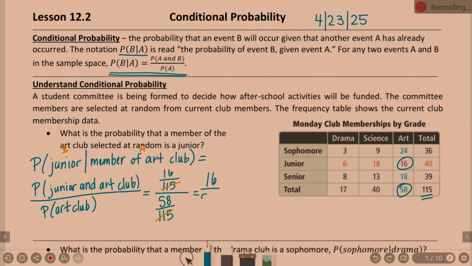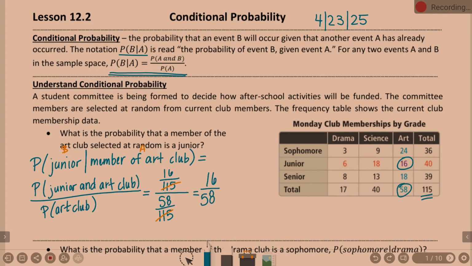16 over, I'm going to go with 58. The number was 58. Okay? Now, did Raja have that to begin with? Yes, he did. I said I was going the long official way the first time. Do you have to do the fraction over fraction? No. You can skip straight to how many students are juniors in an art club? 16. Over how many students are members of art club? 58. Okay, you're going to be able to make that skip.